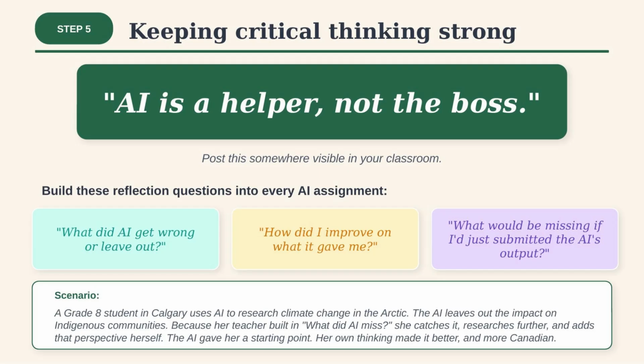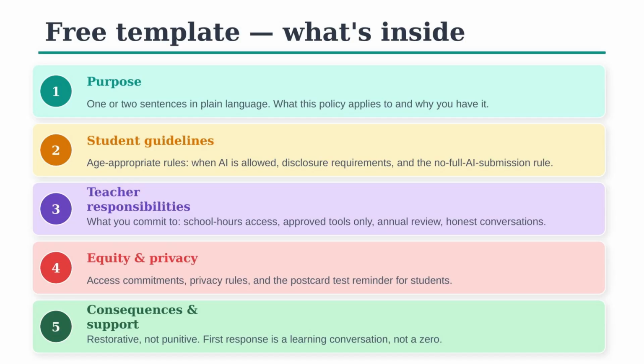Let me quickly walk through what's in the free template so you know exactly what you're getting. Section 1: Purpose. One or two sentences in plain language about why you have this policy and what it applies to. Section 2: Students' Guidelines. The age-appropriate rules, when AI is allowed, disclosure requirements, and the no full AI submission rule. Written in plain language students in grade 4 to 12 can actually understand.